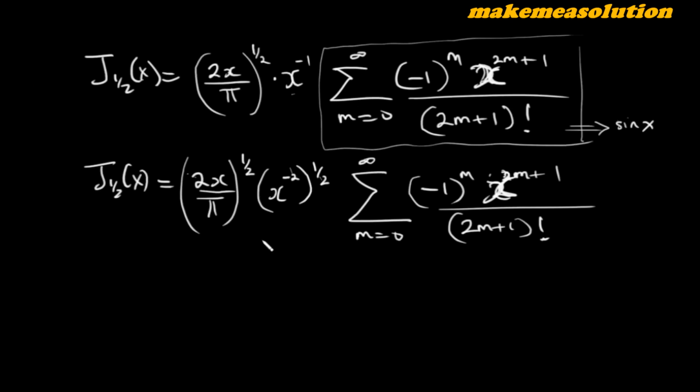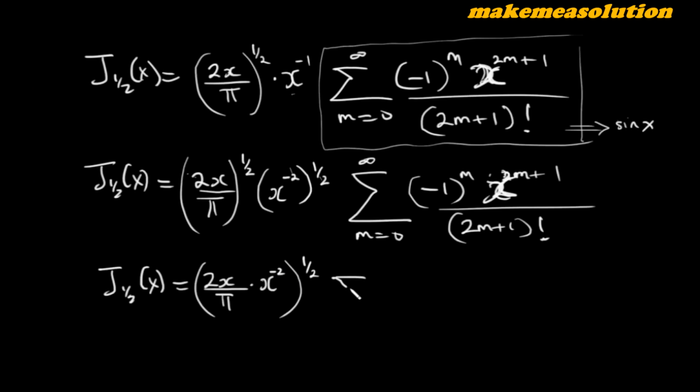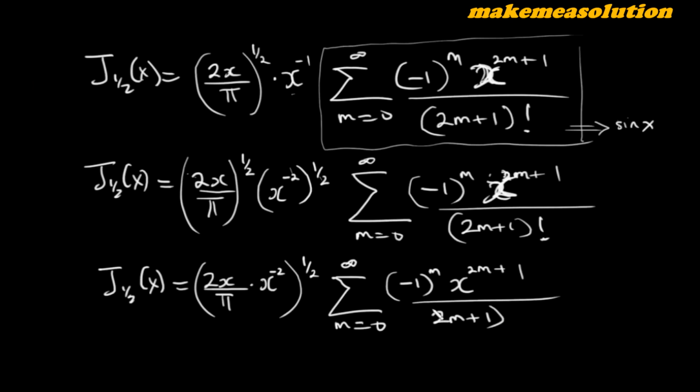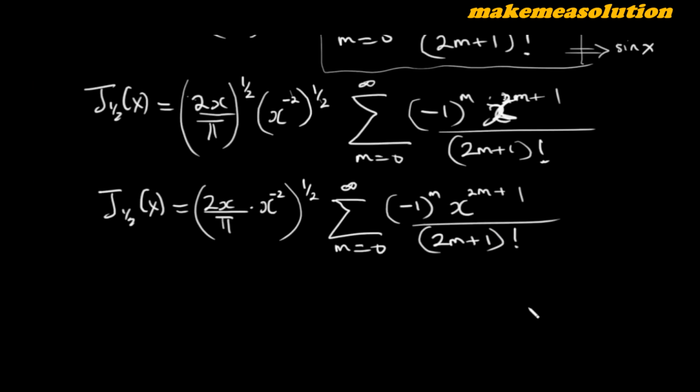Okay, so if you solve J_{1/2}(x), you can now match these two together since they have the same power. You have 2x all over pi multiplied by x to the minus 2, everything is 1 over 2. You now have the sum from m equals 0 to infinity of (-1)^m x^(2m+1) all over (2m+1) factorial.